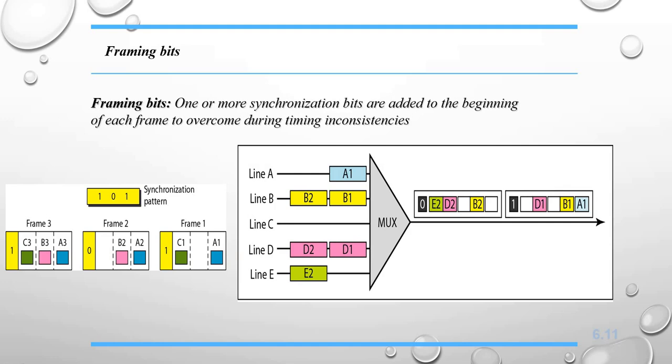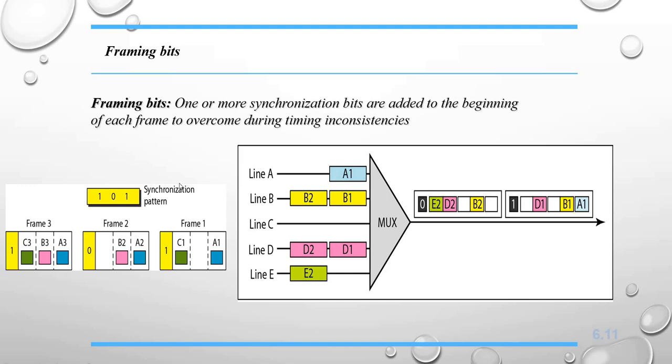We have to include a framing bit between each time slot within each frame. The need for the framing bit is that one or more synchronization bits are added at the beginning of each frame to overcome timing inconsistency. It is not certain that the frames will reach the destination in the same order as they were sent. If the frames are out of order, we need framing bits to arrange the frames at the destination.